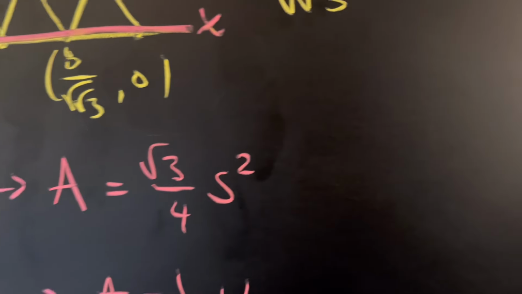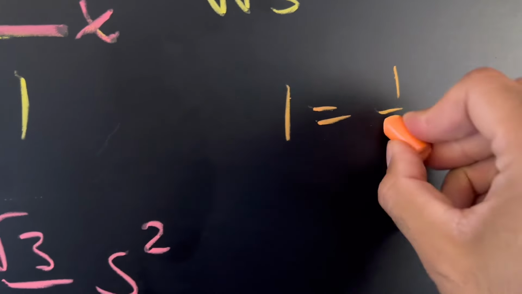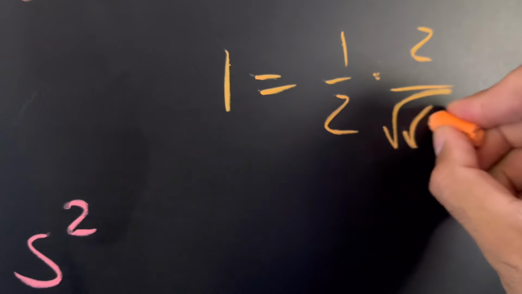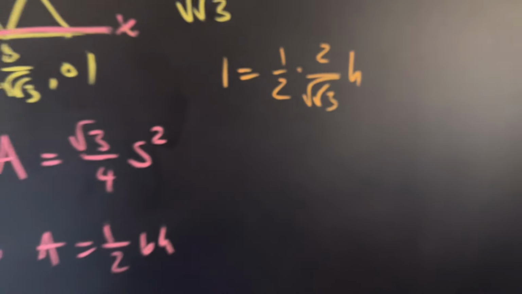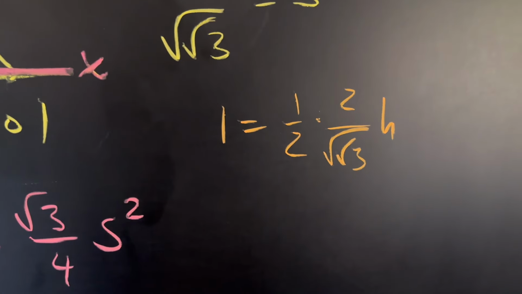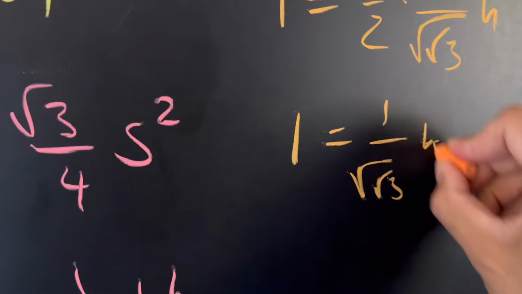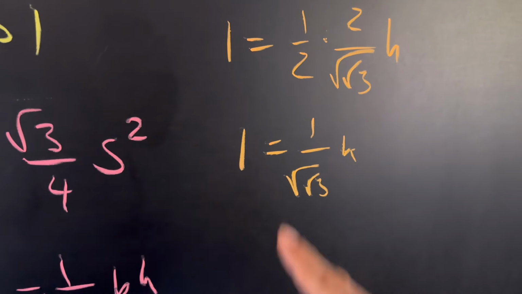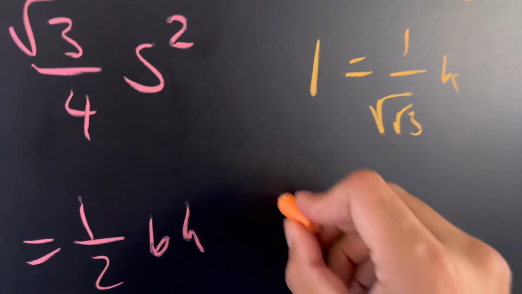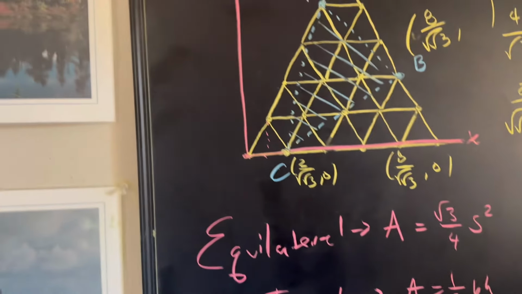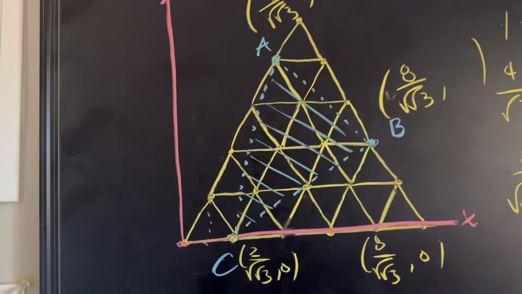Well, let's go ahead and make the area 1 equal to 1/2 times our base, which is 2 over square root 3, and then we have our h value. Well, as you can see, the 2's are going to cancel out, so we have 1 is equal to 1 over square root 3 times h. We can multiply that square root 3 to the other side, giving us square root 3 is equal to our height. Let's go ahead and use this on the x and y coordinate.